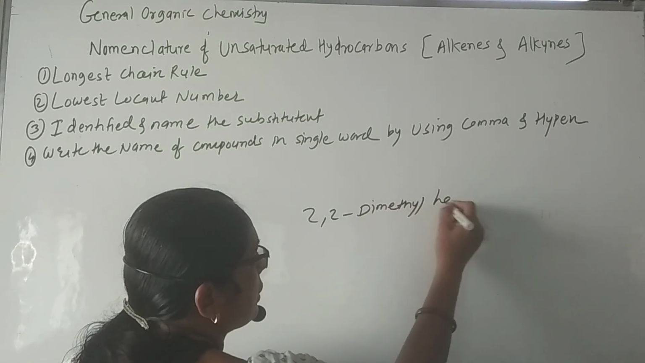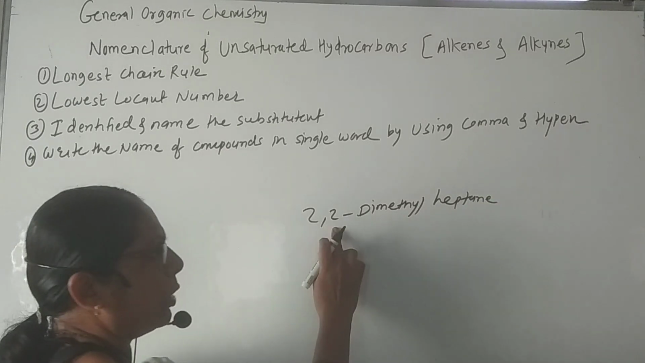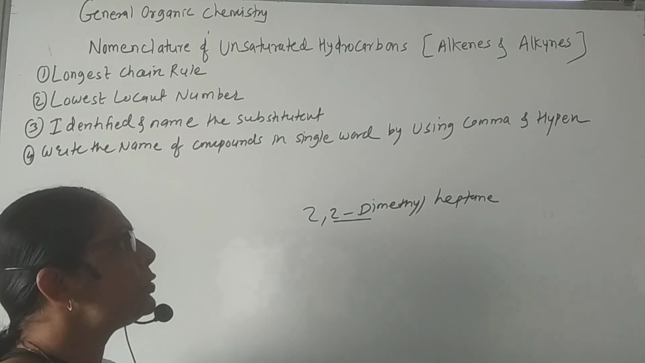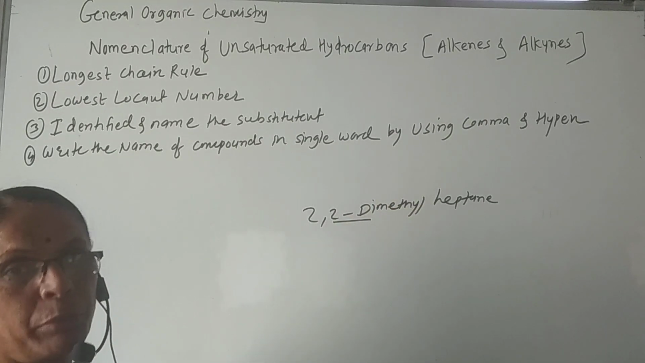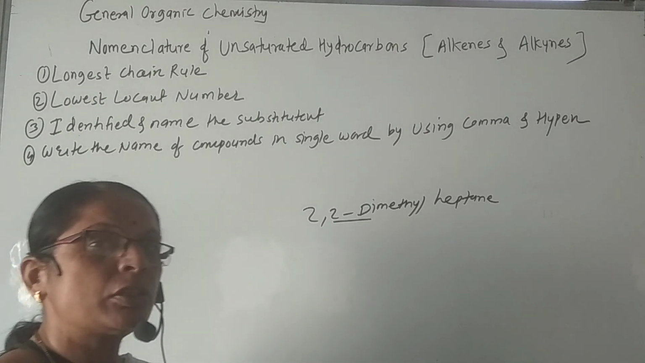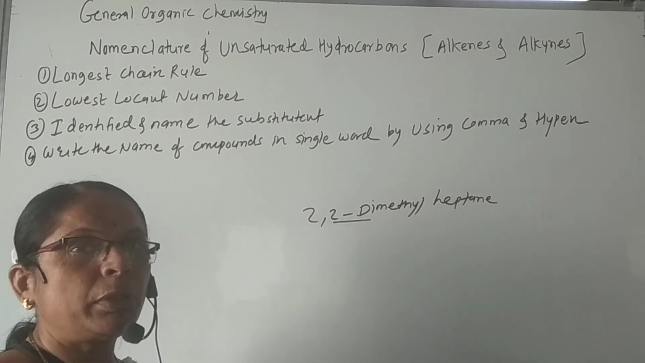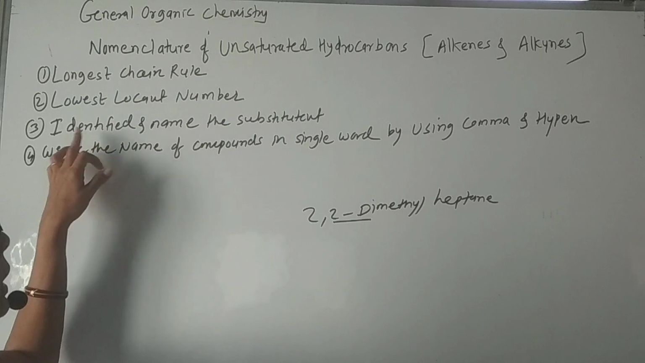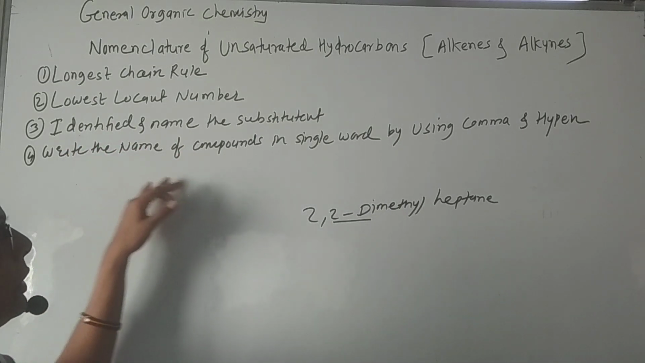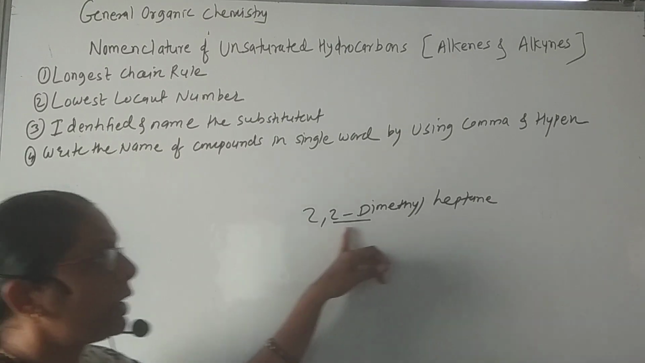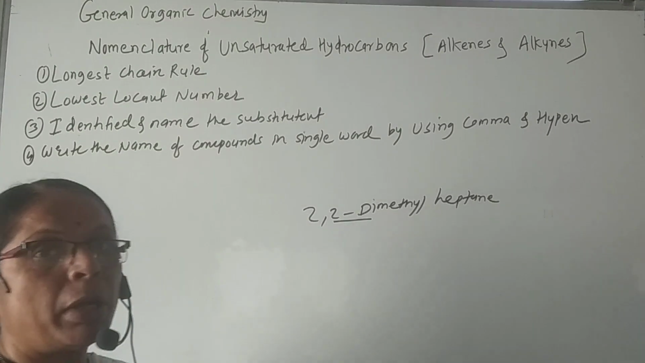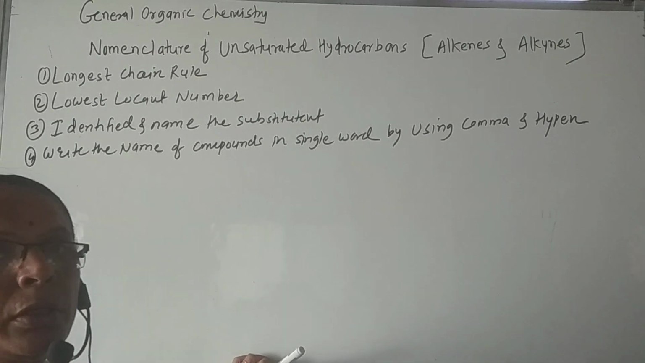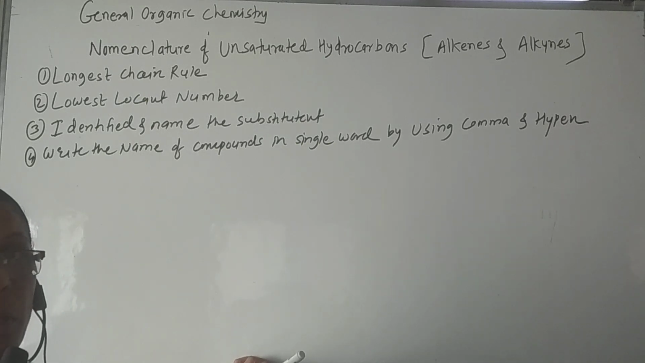2,2-dimethyl heptane is such a compound. Here we use a comma between two numbers, and between a number and a word or letter we use a dash, which is called a hyphen. So what are the four basic rules for the nomenclature of aliphatic saturated hydrocarbons, that is alkanes? First is the longest chain rule, then the lowest locant number, identify and name the substituent, and write the name of the compound in a single word using the comma and hyphen. This is the common rule for the nomenclature of alkanes, the saturated hydrocarbons.